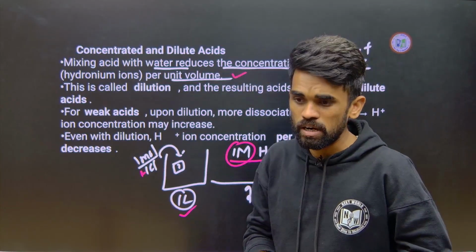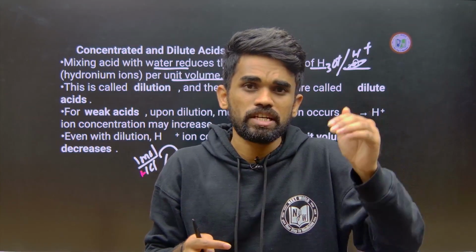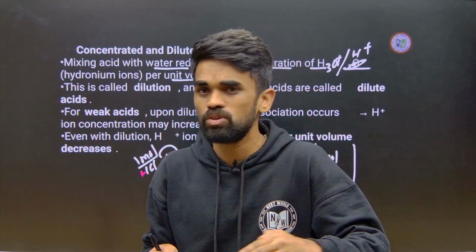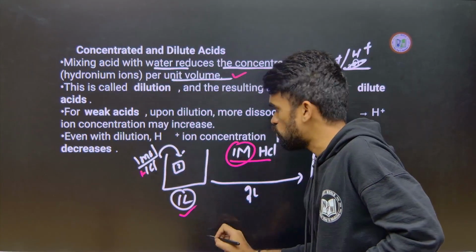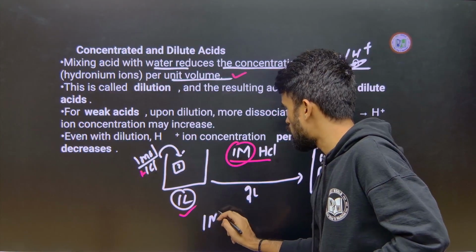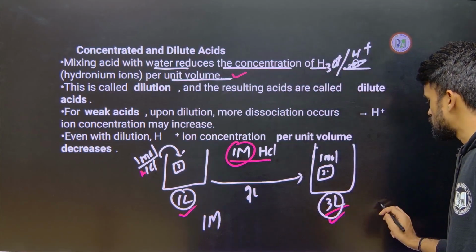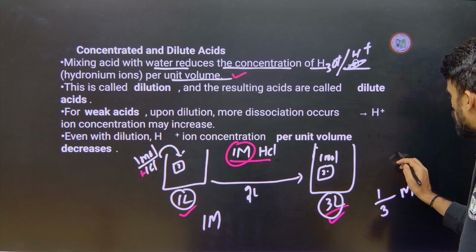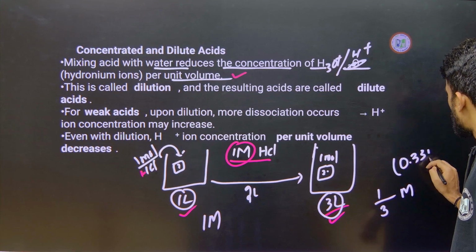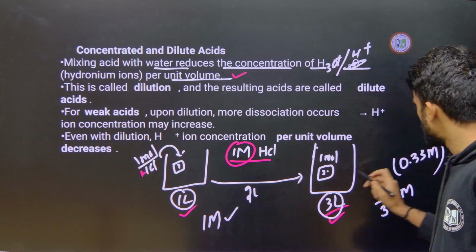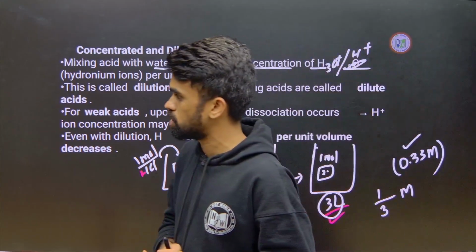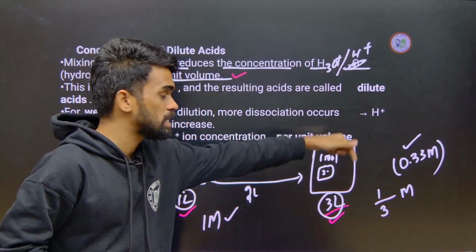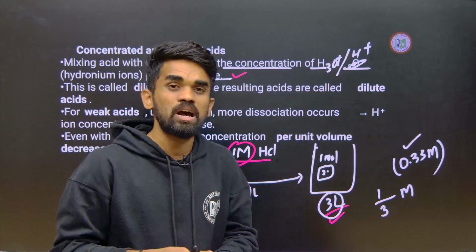So dilution means mixing of acid with some amount of water. Therefore its concentration decreases. Here in 1 liter we have 1 mole, so this is a 1 molar solution. Here in 3 liters we have 1 mole, so it will be a 1/3 molar solution, or 0.33 molar solution. Initially it is 1 molar, now it is becoming 0.33 molar. So what do you understand, its concentration is reduced, right? So this process is called dilution.